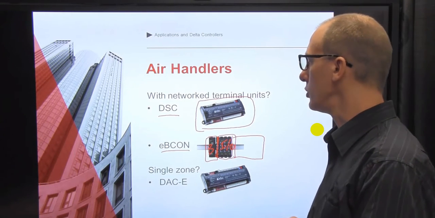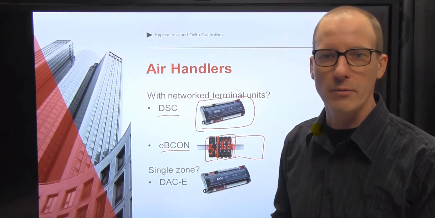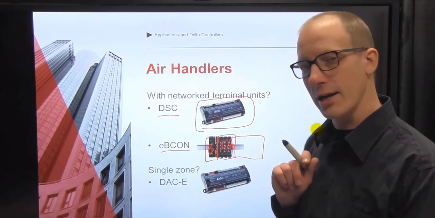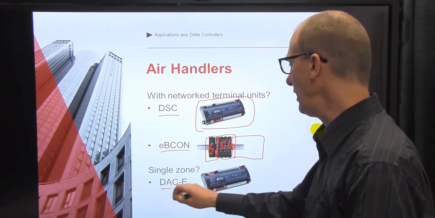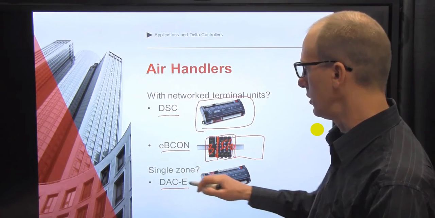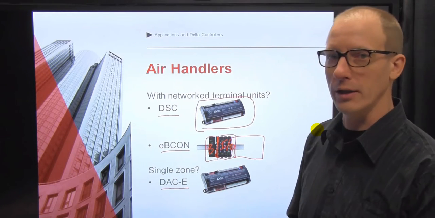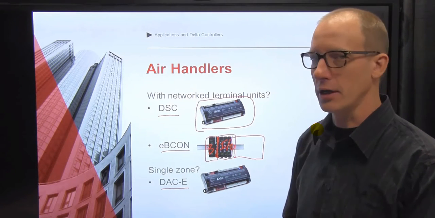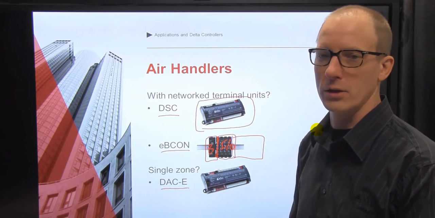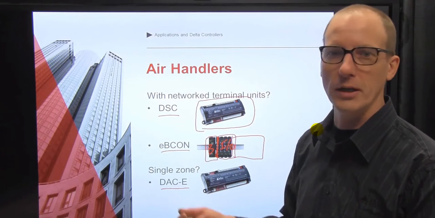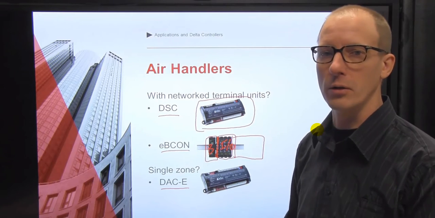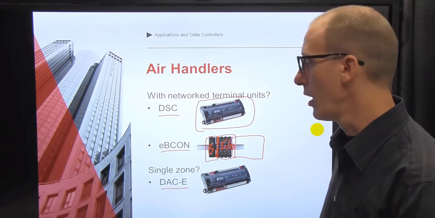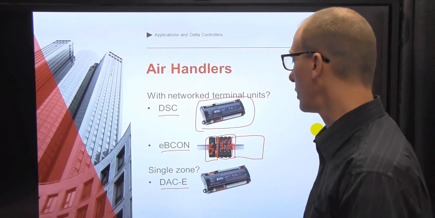Now if your air handler is just a single zone unit, constant volume type thing, doesn't have any terminal units, just diffusers in a few rooms, then for that type of application, a DAC-E controller might be a more suitable choice. This is the Delta Application Controller family. That's what the DAC stands for. The -E on the end means it has Ethernet capability, because we often want to be able to talk to air handlers at a quick speed on the network. We want to be able to pull trend log data from them and so forth. So having Ethernet on air handler controllers is generally a good thing. Not specifically required, but it's generally a good thing.